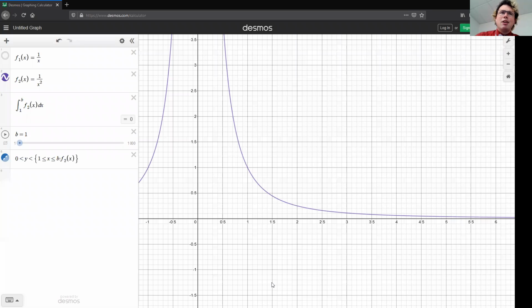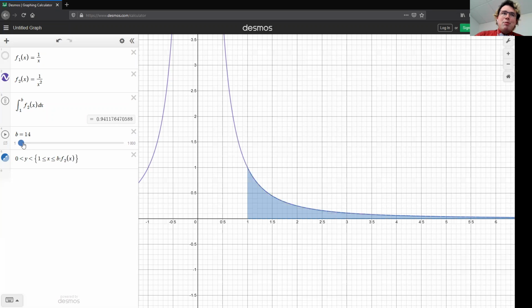Let's try the same thing with the function f2 of x equals 1 divided by x squared. And again, I have my formula here that is calculating the integral for me. And I have the blue region filling in, actually showing the area that the integral measures. Integrals measure area.